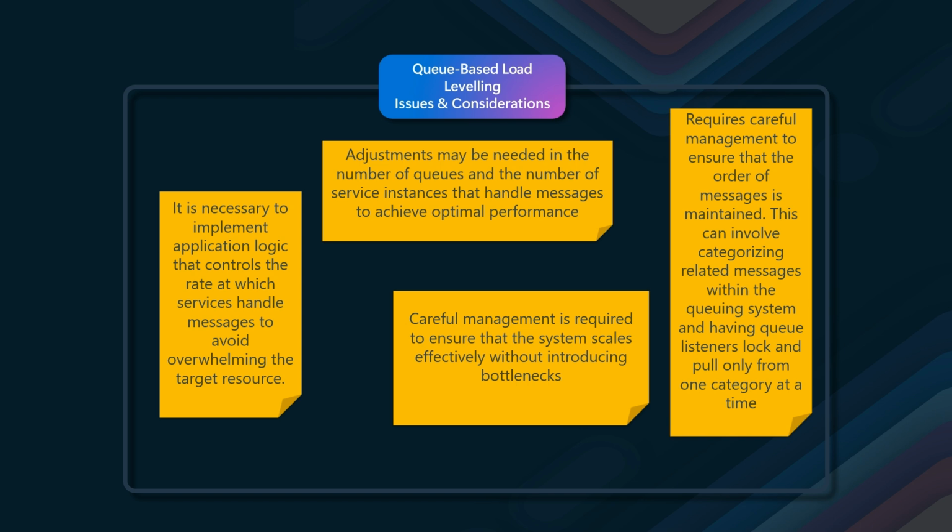The application can continue to post messages to the queue even when the service isn't available or isn't currently processing messages. Cost control. The number of service instances deployed only needs to be adequate to meet the average load rather than the peak load, which can help control costs. However, this requires careful monitoring and adjustments to ensure that the system remains cost effective while meeting performance requirements.